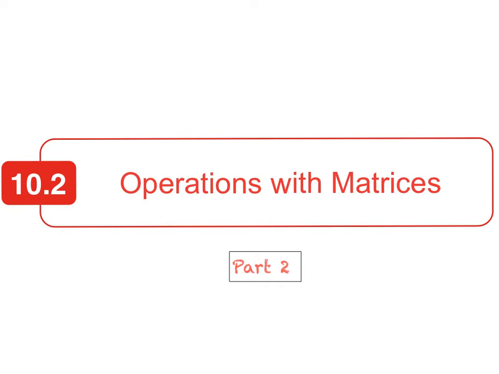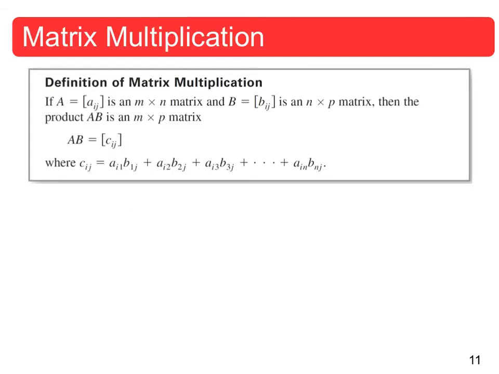Okay, so this is the second part of operations with matrices, and we're going to talk about multiplying two matrices together. When we multiply a matrix, we can only multiply the matrix depending on the dimensions of the first and the second. So let's say I have a 2 by 2 matrix, and I want to multiply it to another 2 by 2 matrix. If the inner dimensions match, then I can multiply them.